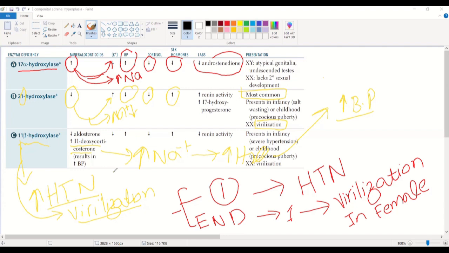Although they are rare disorders, they are congenital. All of these congenital adrenal hyperplasias are autosomal recessive disorders, and they are characterized by hyperpigmentation.